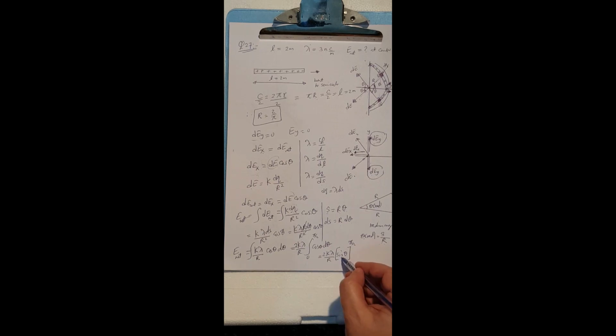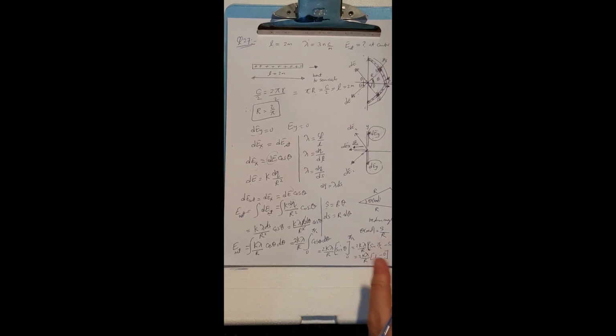I can substitute upper sine 90 is 1, lower sine 0 is 0. So we'll have 2k lambda over r, sine 90 minus sine 0, and this will give us 2k lambda over r. This is 1 minus 0, which means the integration is 2k lambda over r.